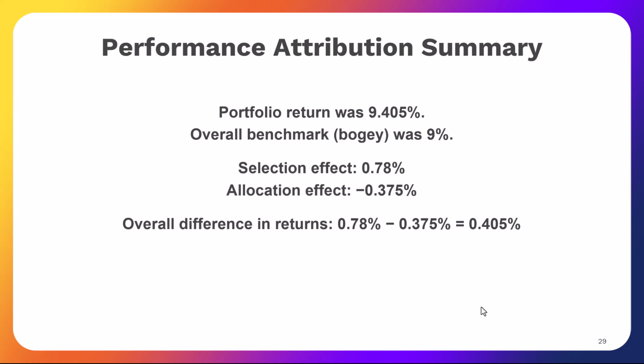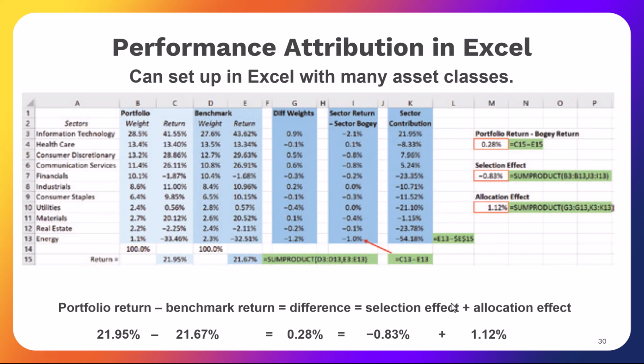So again, we can say that in general, our performance attribution is doing well. It's better than average. However, the asset allocation piece of our strategy is not working as well. Let's look at how this might come out in an Excel format.